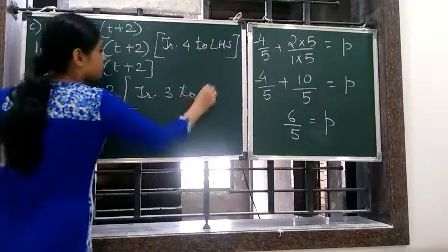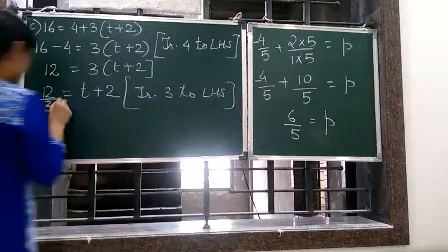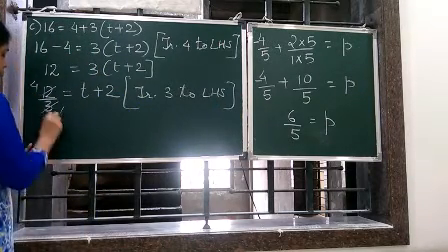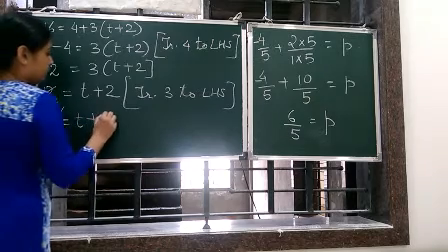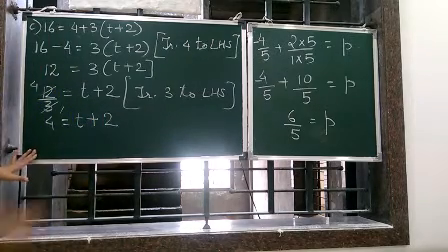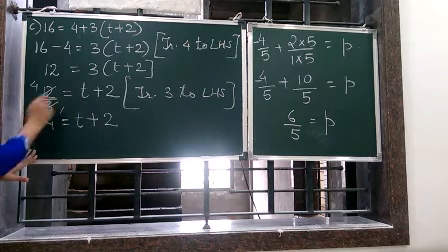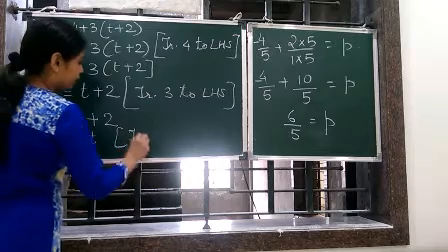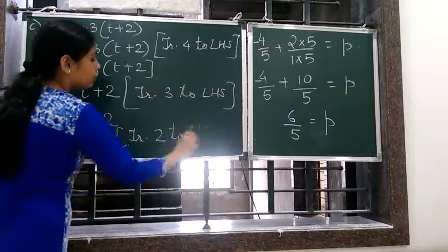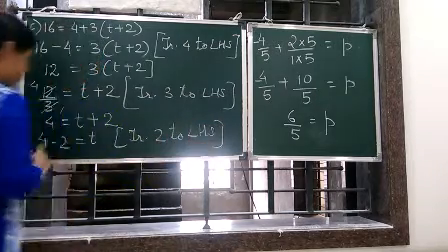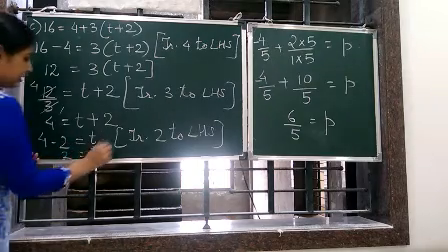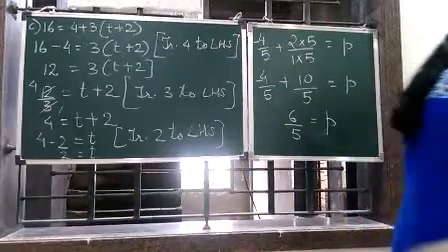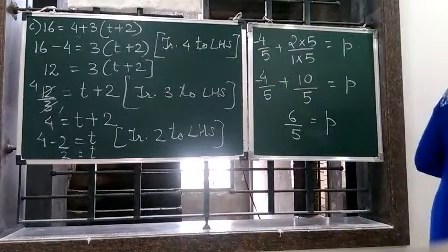Transposing 3 to LHS, and 3 ones are 3, 4 are 12, 4 is equal to P plus 2. Now what to do? We transpose this 2 to the LHS. If it is positive, it will become negative. 4 minus 2 is equal to P. We write here, transposing 2 to LHS. Now, 4 minus 2 is 2. So the value of P is equal to 2. Okay, this completes C. Now we start D.